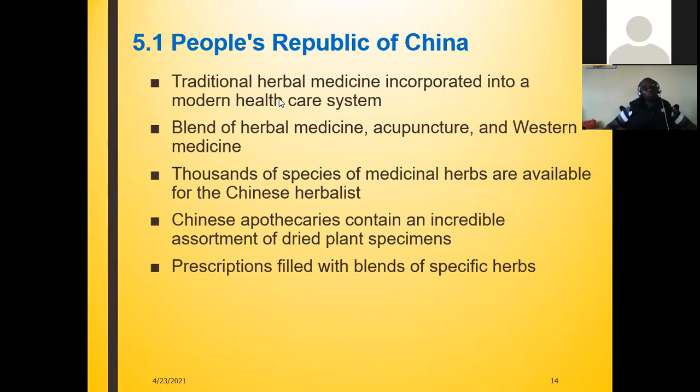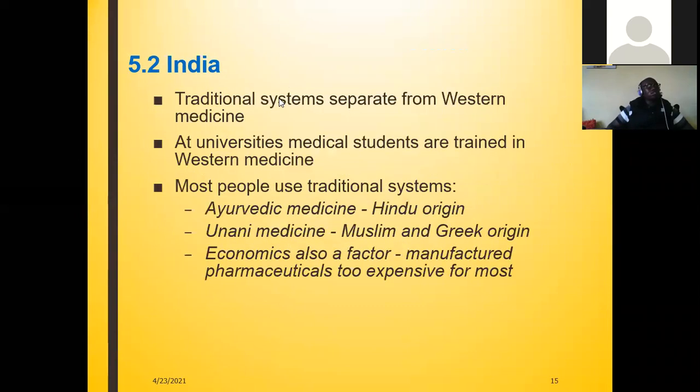And we have some communities that have incorporated the use of traditional medicine into their modern healthcare. An example here is the Republic of China, where traditional Chinese medicine has been incorporated into Chinese modern healthcare, and they are used as a blend for taking care of various ailments. In India, again, we have the traditional system that is separate from Western medicine. So we have a diverse solution when somebody is sick, where you can choose whether to use the traditional system or Western medicine for your treatment.